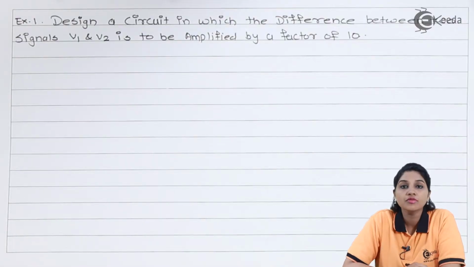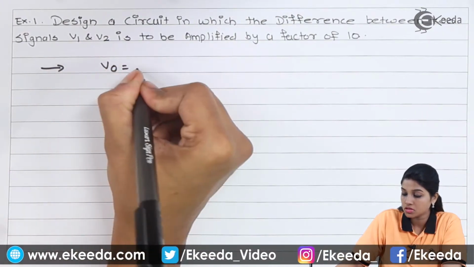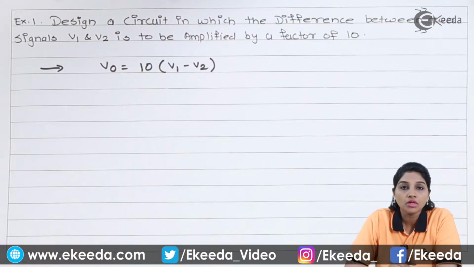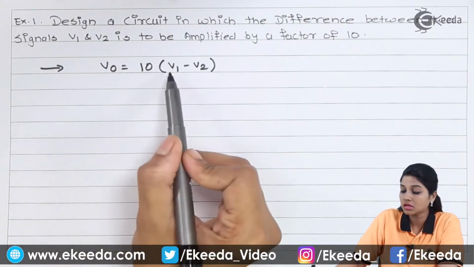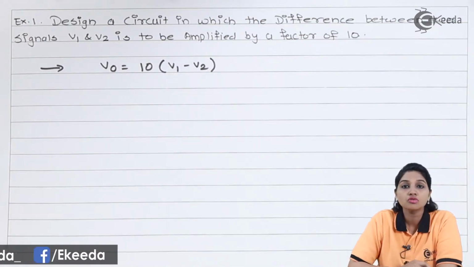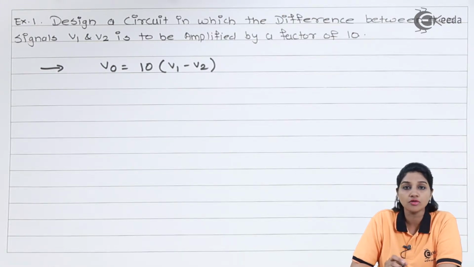Now in this problem we need to design a circuit which is having gain of 10. So first write down an output equation. VO is equals to 10 into V1 minus V2. Now from the output equation, we will come to know that the output is nothing but difference between two input signals and having gain equals to 10. So the circuit is nothing but the circuit of difference amplifier. So first, let's draw the circuit of difference amplifier.